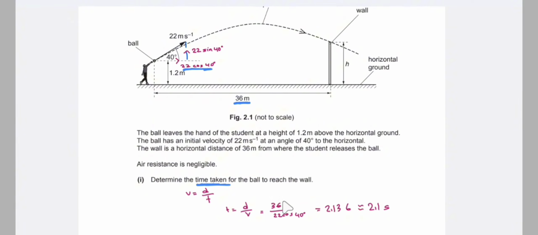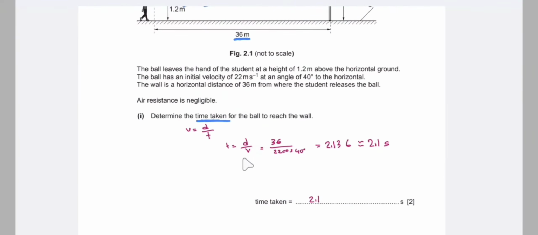So we can use the horizontal distance and the horizontal velocity to solve this problem. The horizontal distance is 36 meter and the horizontal component of this velocity is 22 cos 40. By substituting the value, we find the value of time, that is 2.136, approximately 2.1 to two significant figures.